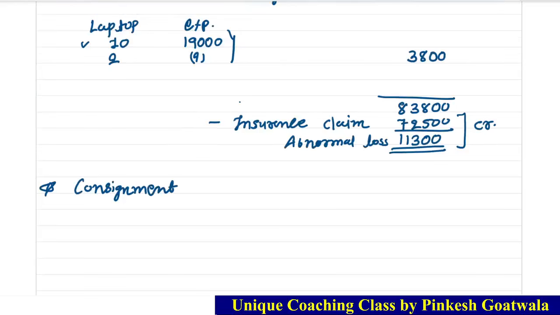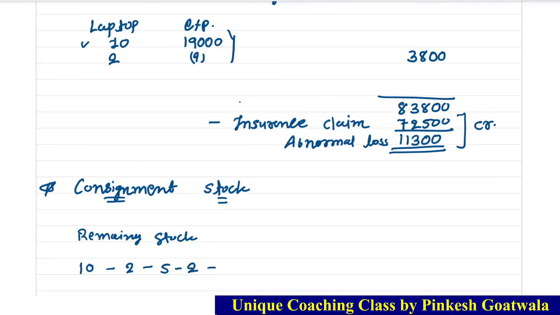Consignment stock. So total remaining, how much stock remaining? Total 10 laptops sent, on the way 2 have been destroyed, then 5 cash sale and 2 credit sale. So how many laptops remaining? 5, 6, 7, 8, 9. Only one laptop remaining. Okay, remaining stock one laptop.